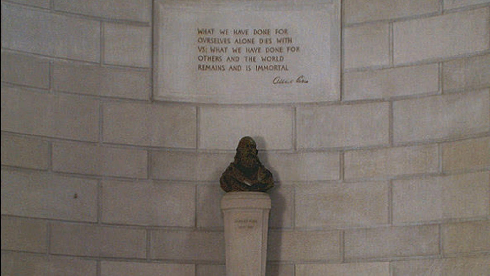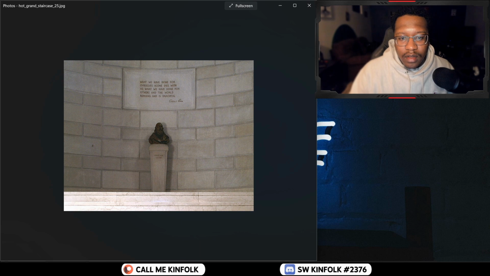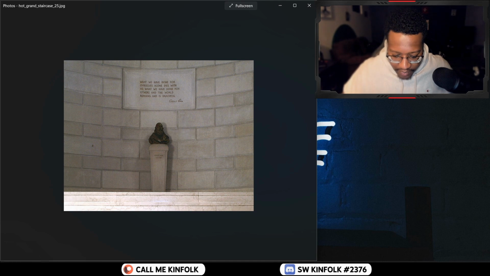It says, "What we have done for ourselves alone dies with us. What we have done for others in the world remains and is immortal." So he's telling you right there, his workings are still living on today. What he's done for himself alone has died with him, but the efforts that he has made towards the Freemasonic culture, it still lives on and it still remains.